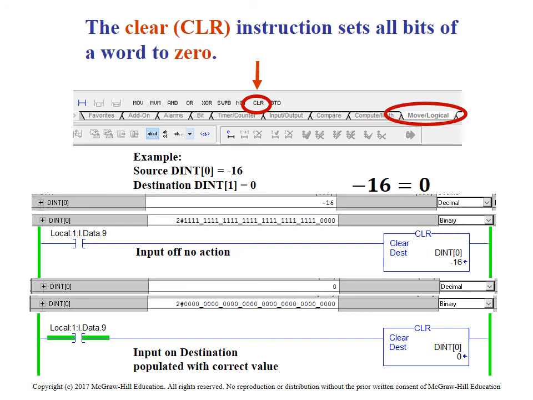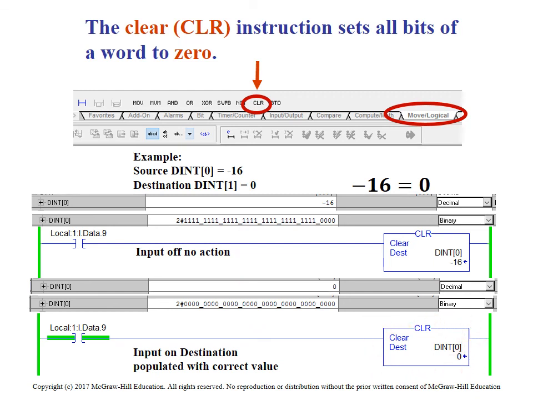Something I talked about a little bit last class period, but I wanted to review it again, is the clear instruction. Essentially, if you put a numeric value in a register and use this clear function, it zeroes it. This is something used quite frequently in programming.